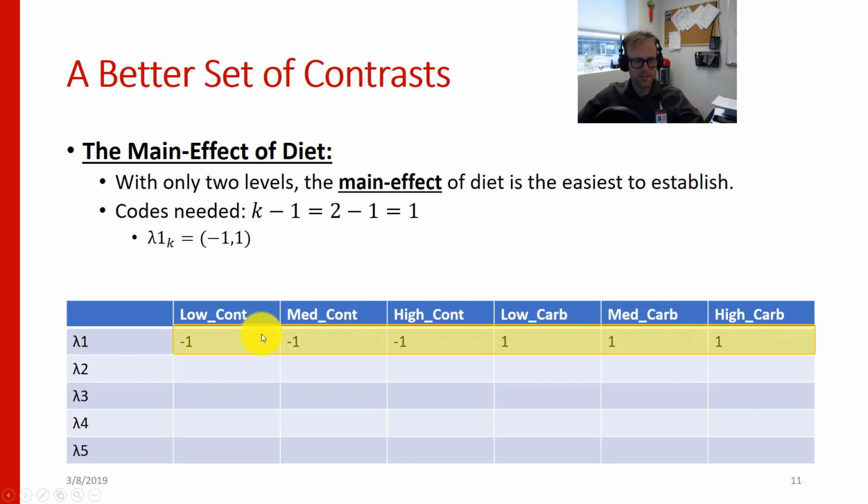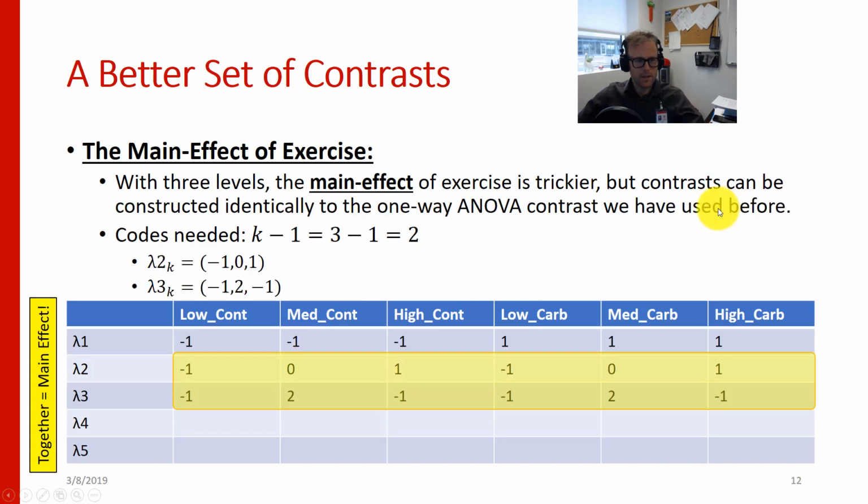And as you can see, if we sum across the columns within a row, right, this is going to be a contrast because that sums to 0. Similarly now, we can get the main effect of exercise. Now exercise has 3 groups, so we need 2 contrast codes in order to represent that appropriately. So we're going to create lambda 2 and lambda 3. In lambda 2, we're going to use the -1, 0, and 1 coding scheme that we've used before.